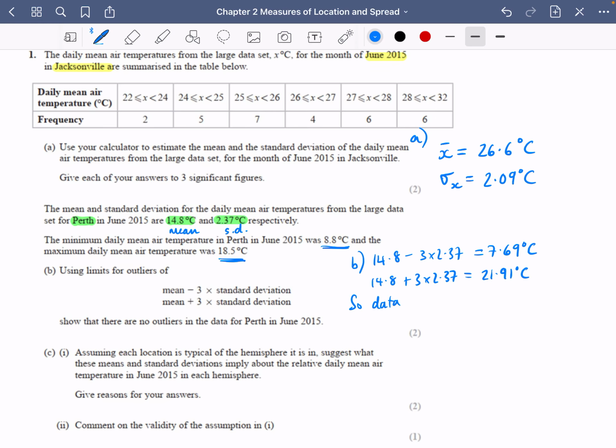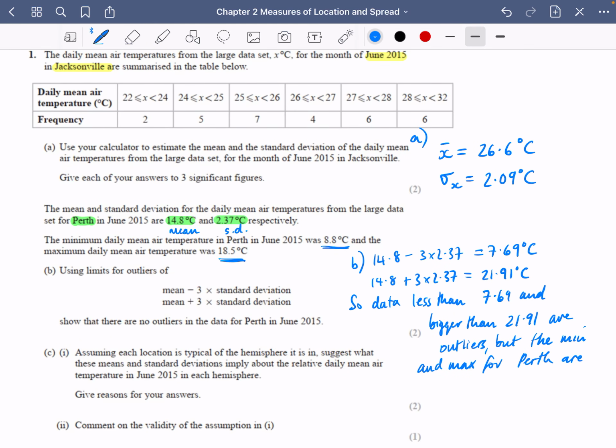So data less than 7.69 and greater than 21.91 are outliers, but the min and max for Perth are both inside this range, so there are no outliers.